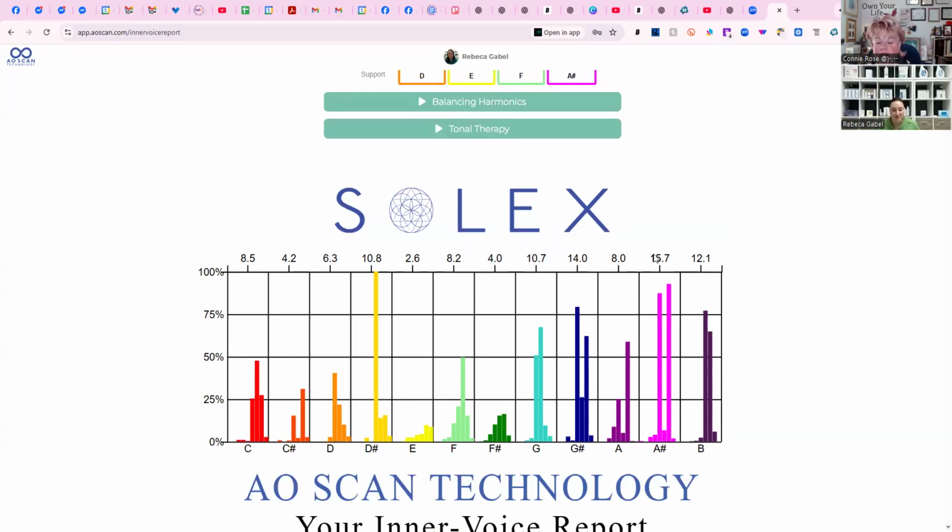So you want to look at the numbers on top, not necessarily the bar graph, but it'll tell you some things. So our goal is to have them in the average range. And within each one, there's 9 different octaves, and some of the octaves are not even present.